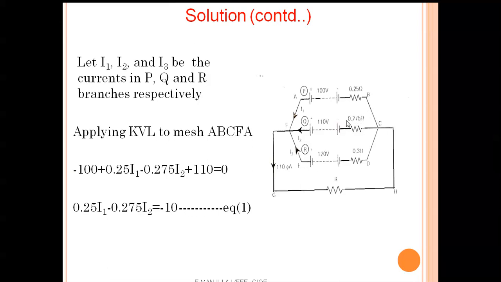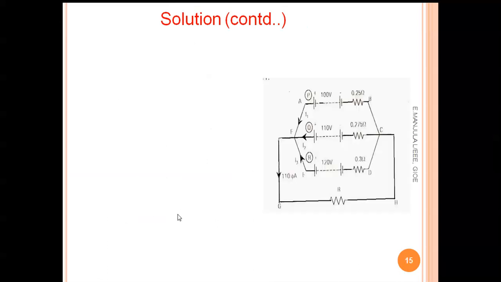Okay, minus 100 plus 0.25 I1 minus, see both are now in the same direction, it will be the current direction. Okay, minus 0.275 I2 plus 110 is equal to 0. So from this equation, it is 0.25 I1 minus 0.275 I2 is equal to minus 10. This is equation 1.